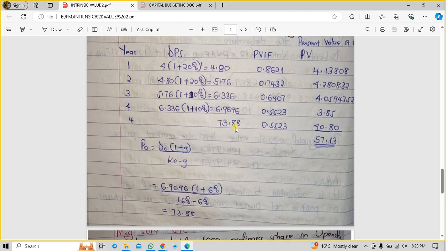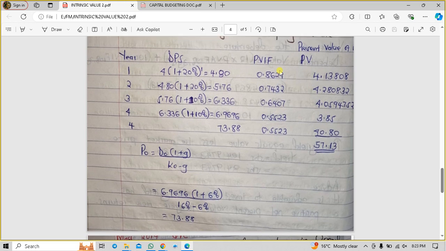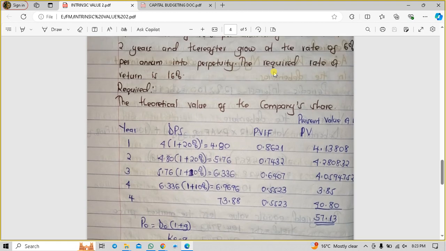Okay. If there is no question, we proceed. For PVIF, we have said the formula is 1 plus R to the power negative N. So for year 1, 1 plus R, where R is 16%. For PVIF we use the required rate of return. So 1 plus 16% to the power negative 1.